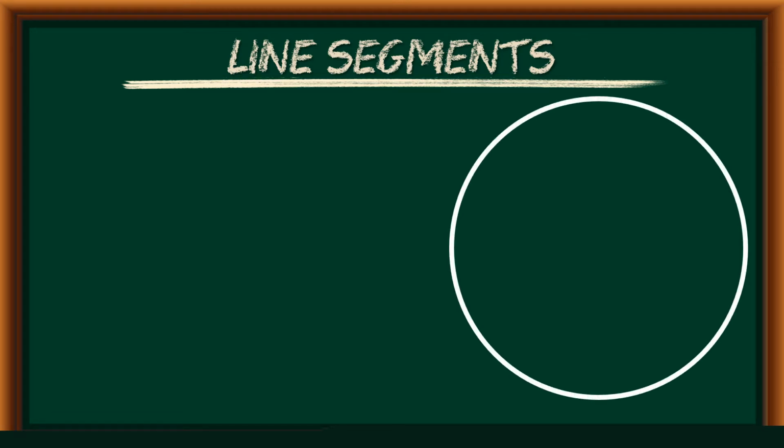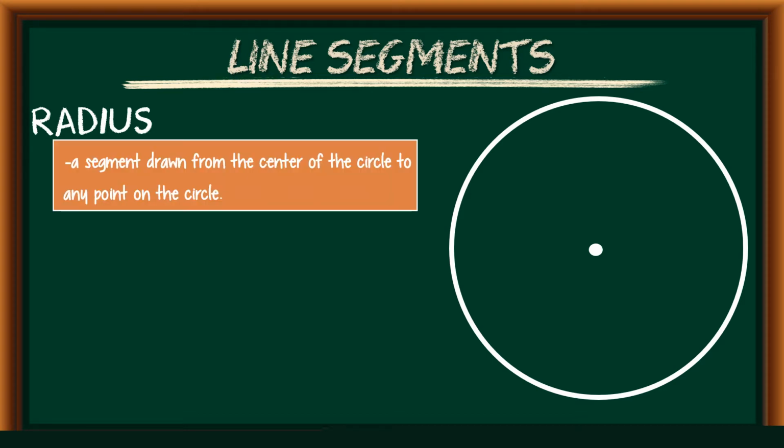Let us have the first line segment, and we call this as the radius. Radius is a line segment drawn from the center of the circle to any point of the circle. Suppose we have this circle A. Ayan, ang ating center ay A. And we locate point B on the circle. So if we connect A and B, ayan, we then now have a line segment called line segment AB. And line segment AB is a radius of circle A.